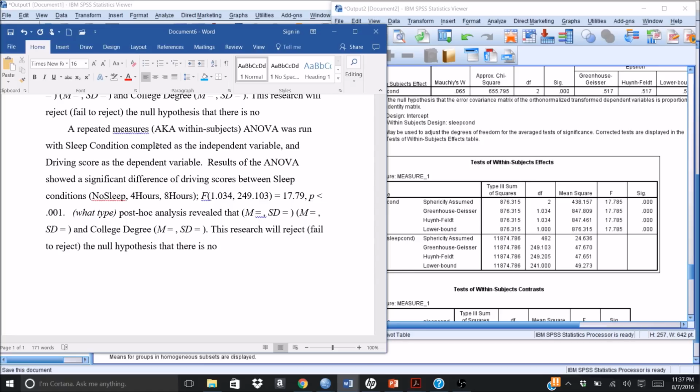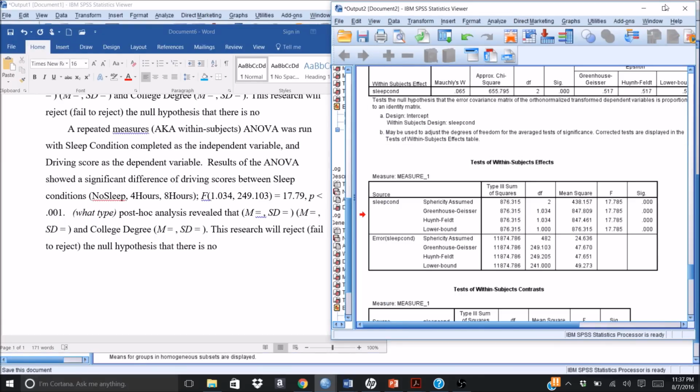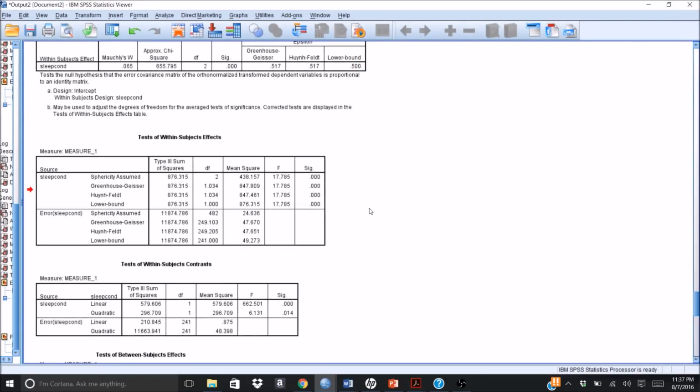the discussion of how it's different. But what's different? Is the no sleep different than the 4 hours? Is the no sleep different than the 8 hours? Is the 4 hours different than the 8 hours? We don't know where the differences are. We know that there are differences, but we don't know where they are.